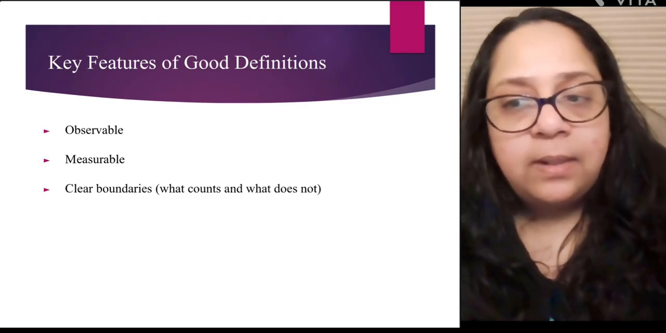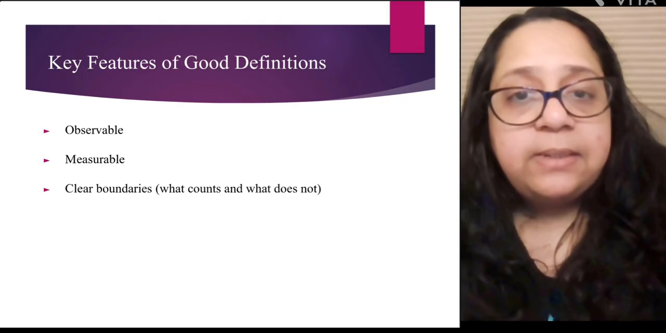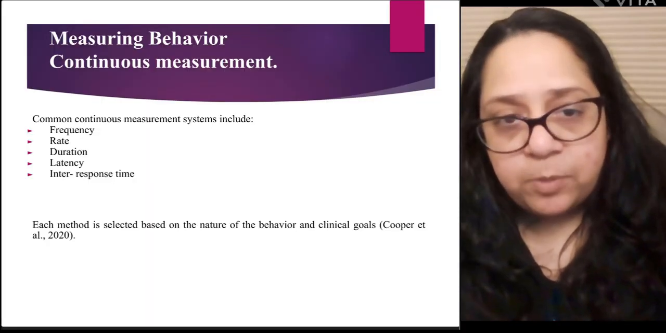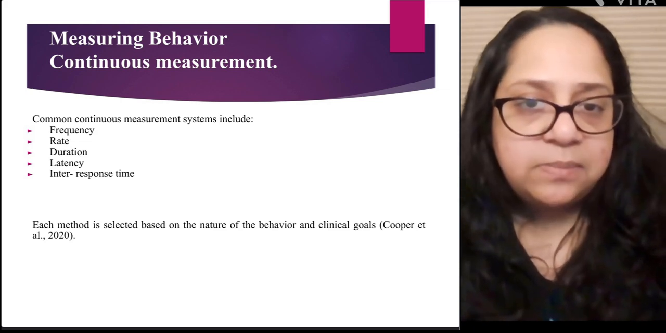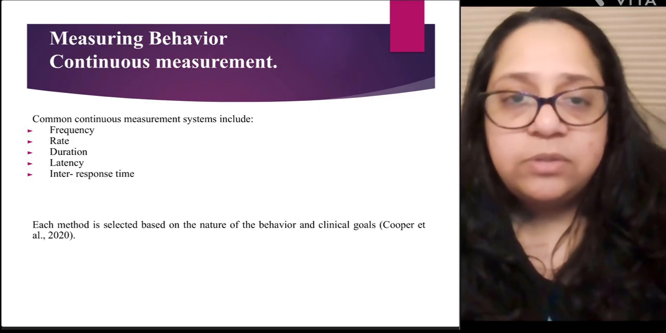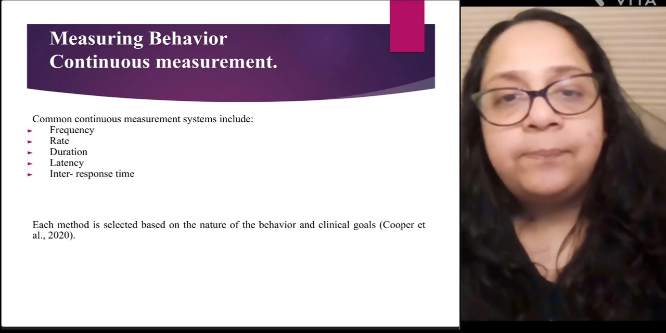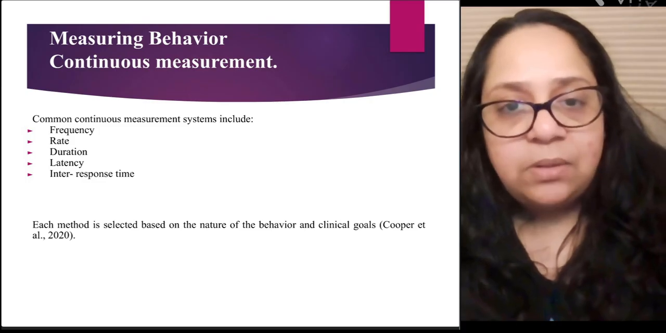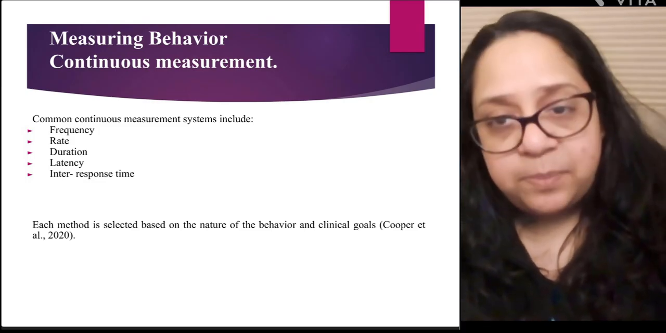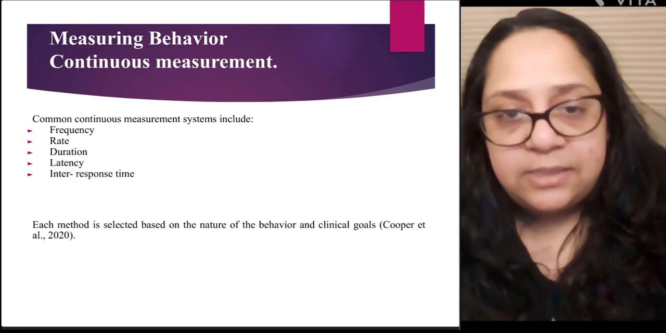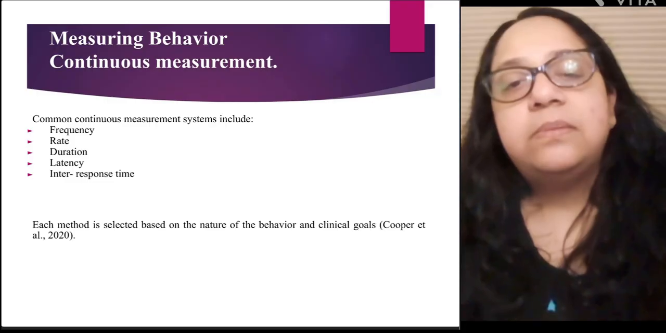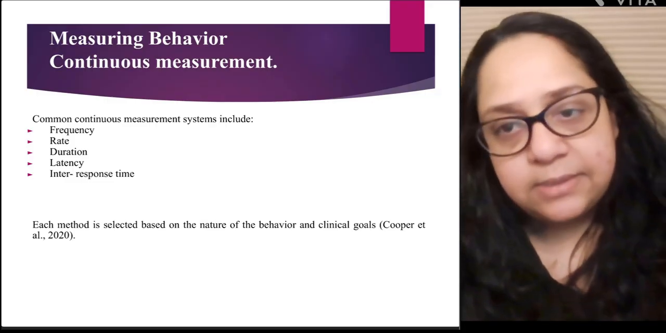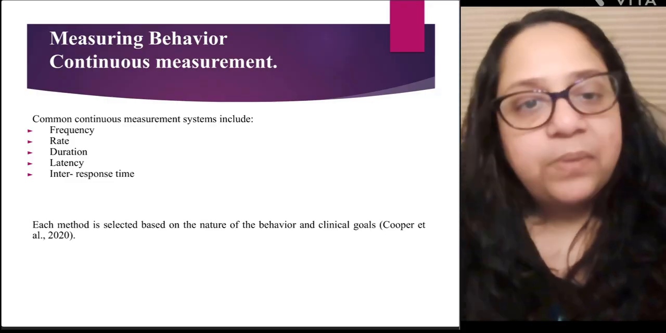Measuring behavior. So once the behavior has been clearly defined, the next step is selecting an appropriate measurement system. In ABA, measurement systems are generally grouped into continuous measurement and discontinuous measurement. The choice depends on the behavior, the setting, and the purpose of assessment. Let's start with continuous measurement. Continuous measurement means every instance of the behavior is recorded.